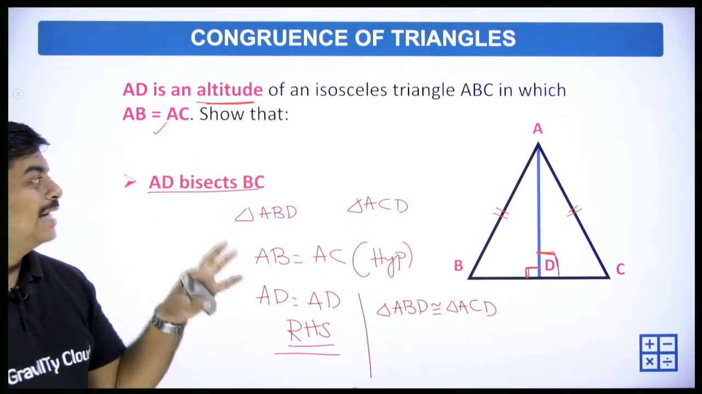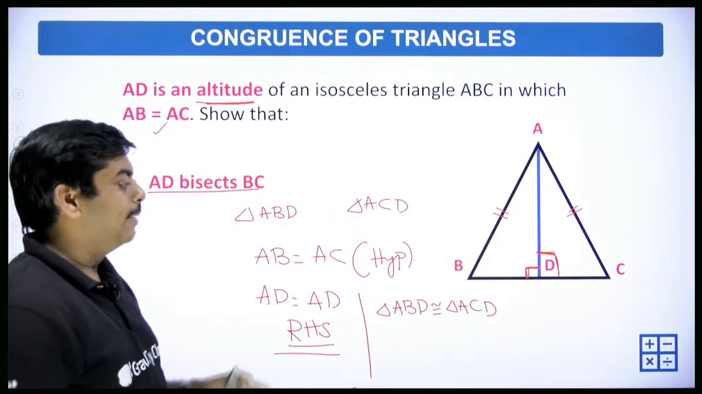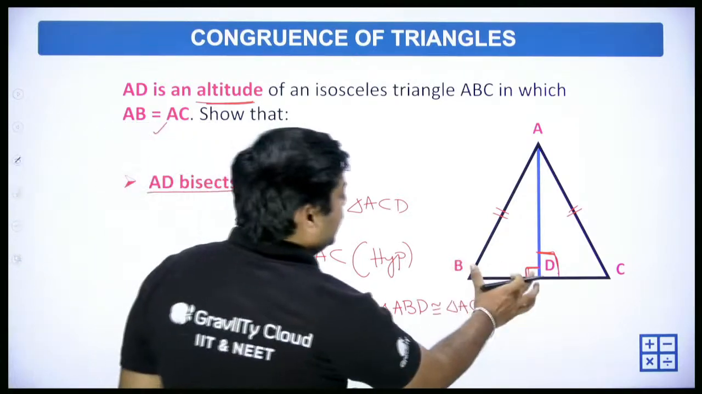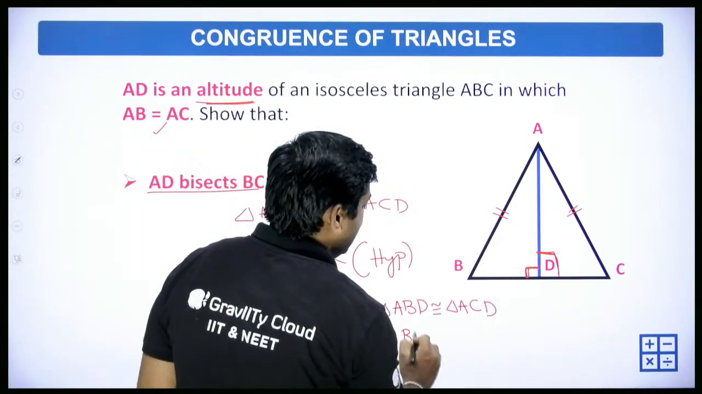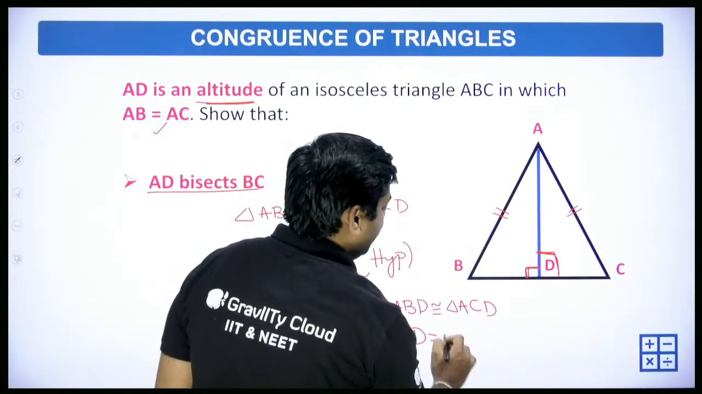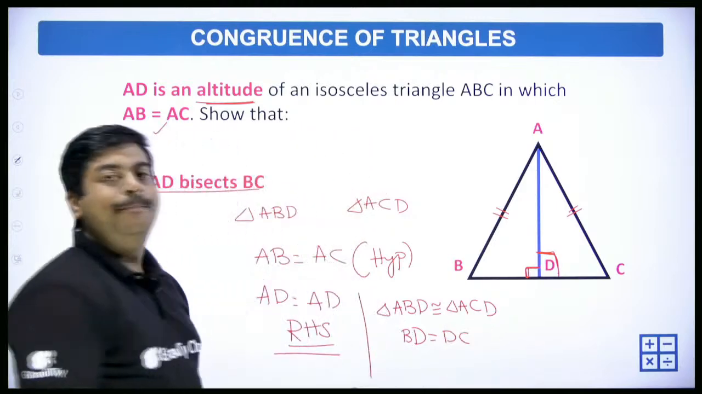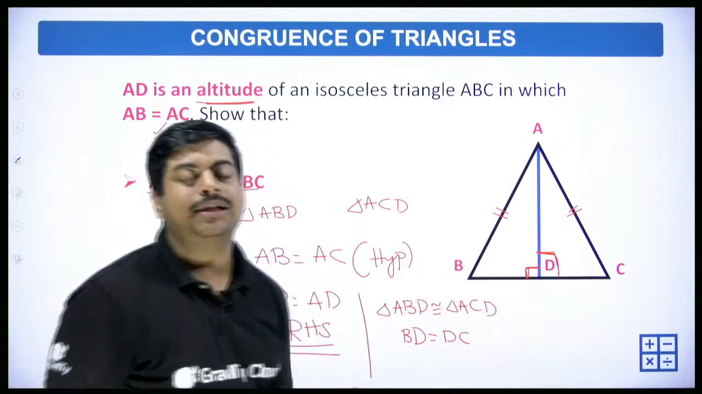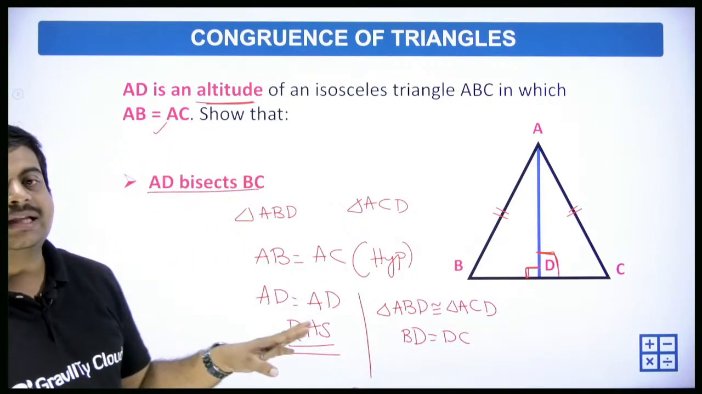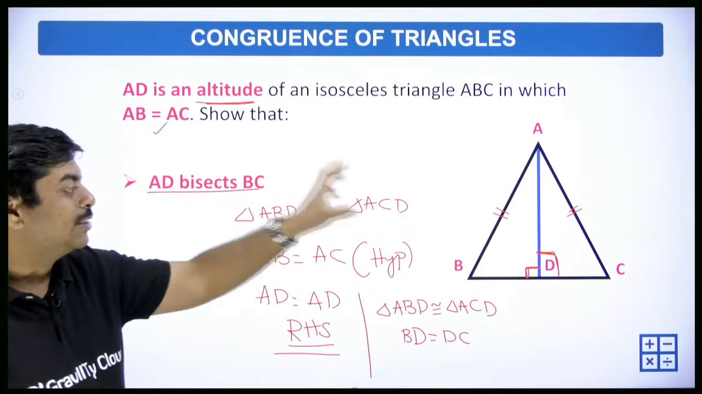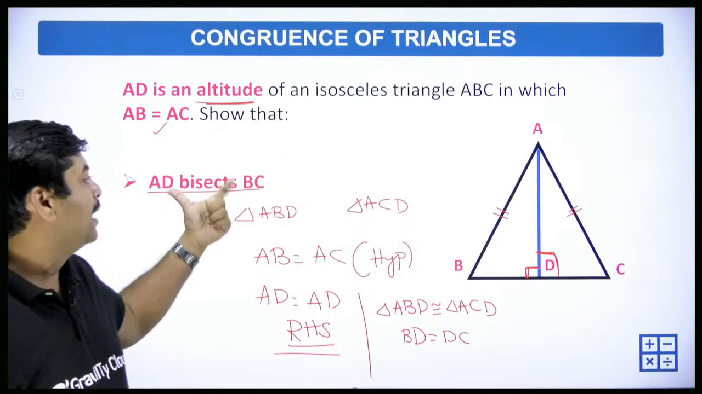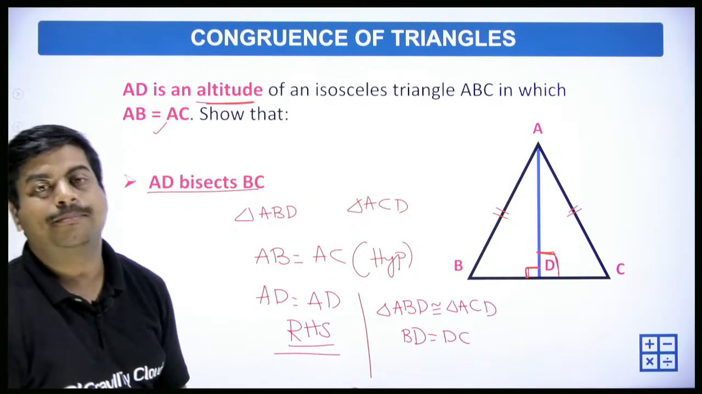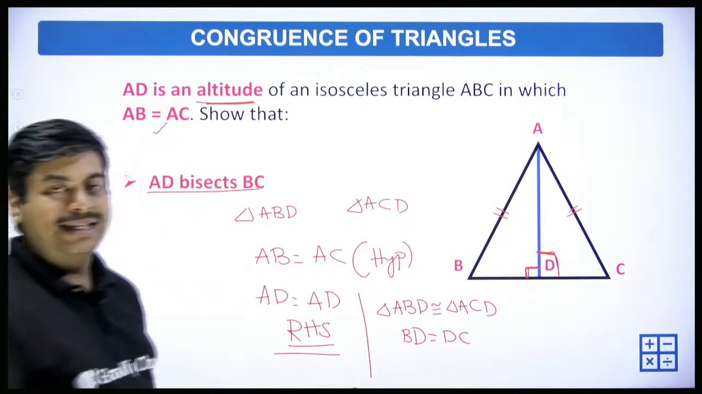Now, as these two triangles are congruent, the corresponding side BD is equal to DC. BD is equal to DC, right? So with this we can say that these two triangles are congruent, and AD bisects BC. So till here the part is clear.